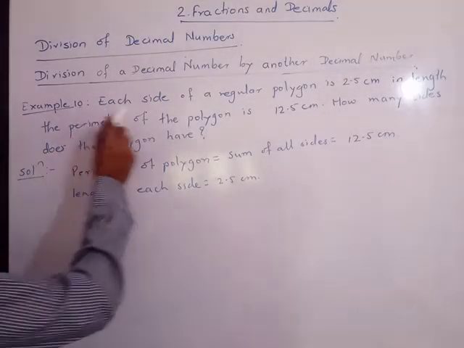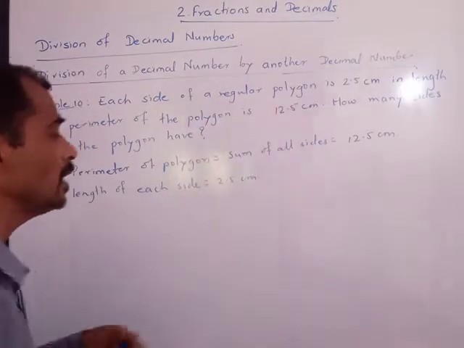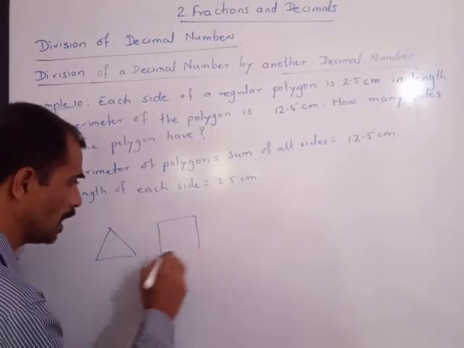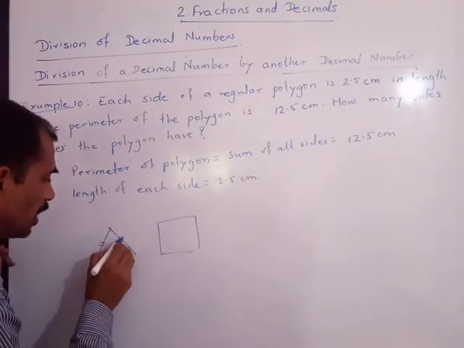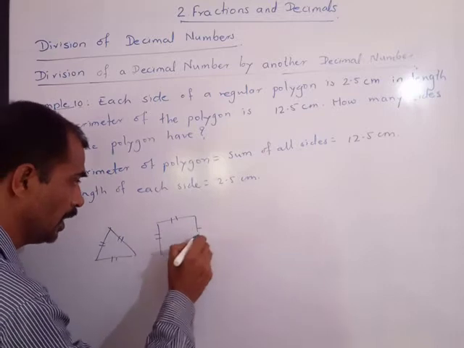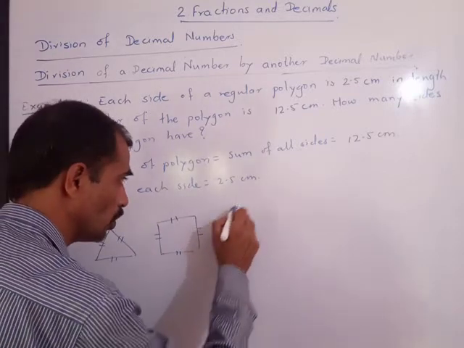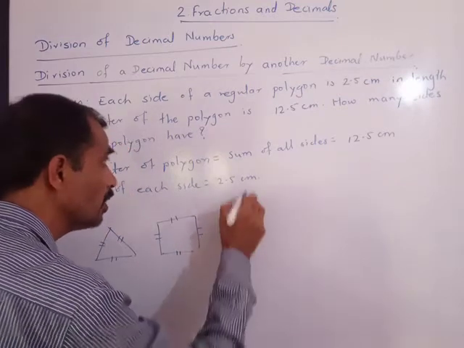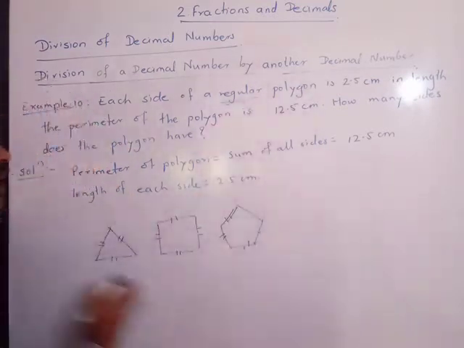Example number 10. Each side of a regular polygon. Regular polygon means it can be a triangle, it can be a square. Understand? Regular means all sides are equal. It can be a pentagon also. Please note, it can be a pentagon, but all sides are equal. Since the word regular is used, regular means all sides are equal.